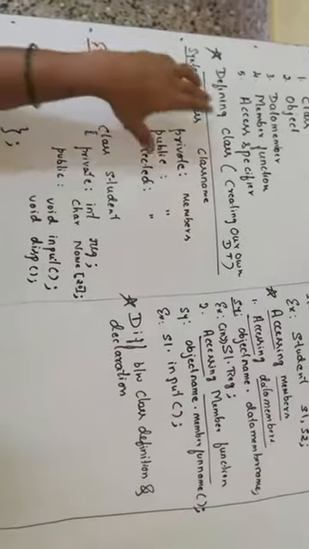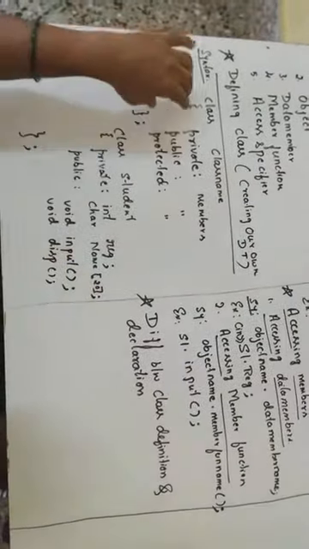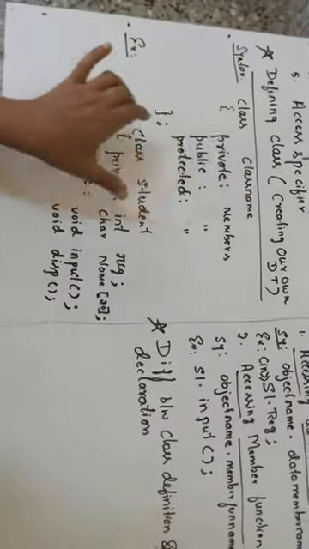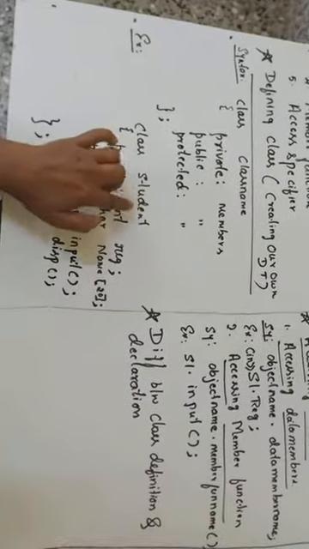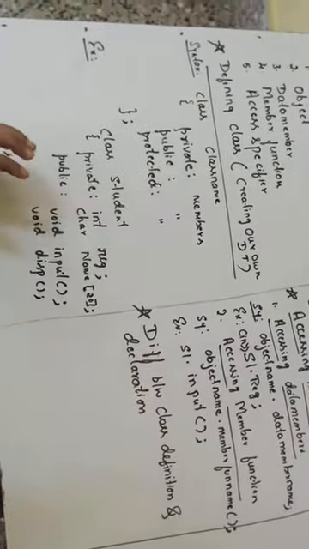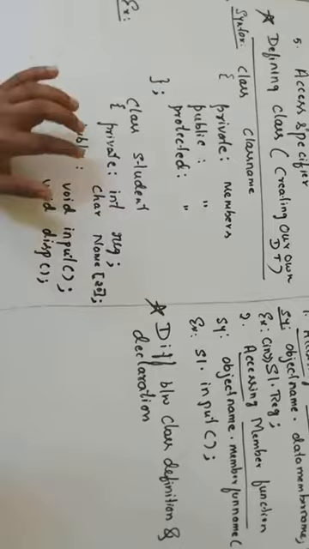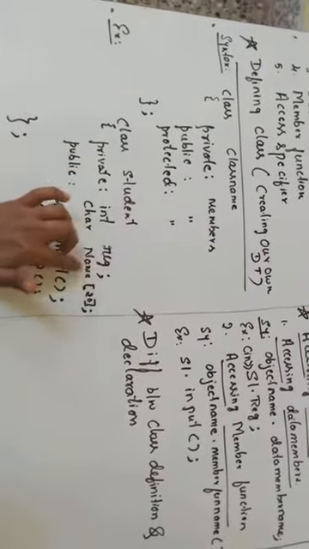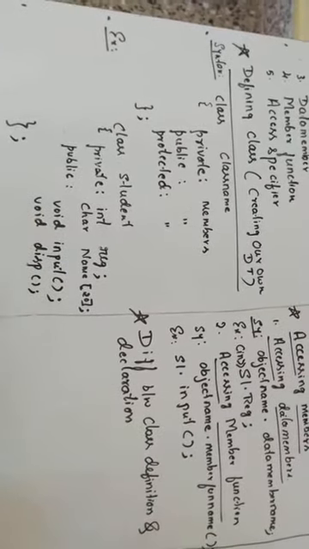Let us now define, creating our own data type. Creating our own data type means defining a class. I have taken class as a keyword. Class is a keyword, and the class name is any valid identifier, here student. It is not mandatory that we must use all these access specifiers; whichever we want we can use. In the private section I have taken register number and name. In the public section I have taken void input and void display.